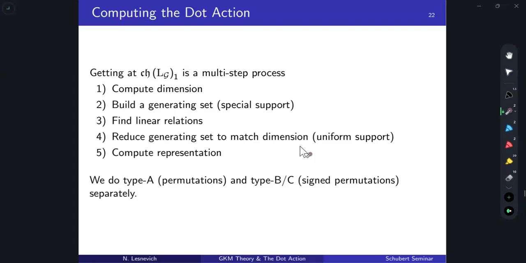Even just in this first graded piece. This is a big problem in GKM theory of Hessenberg varieties overall. And the hope is once the generating set is set up well enough that I can just compute the representation directly. Like it looks like an action, or a recognizable action, on this generating set. So we'll do type A and type B, type BC separately.